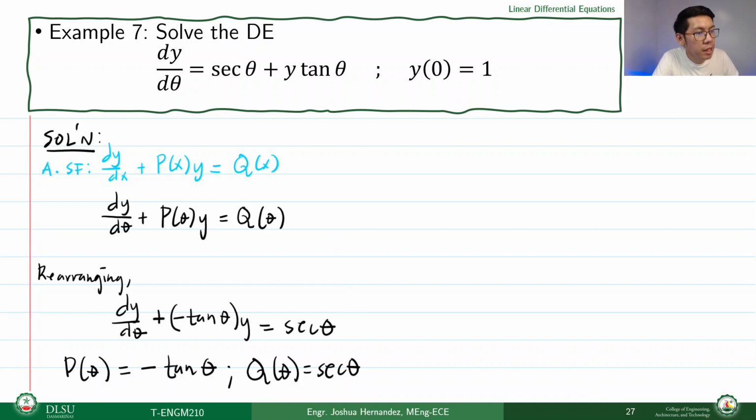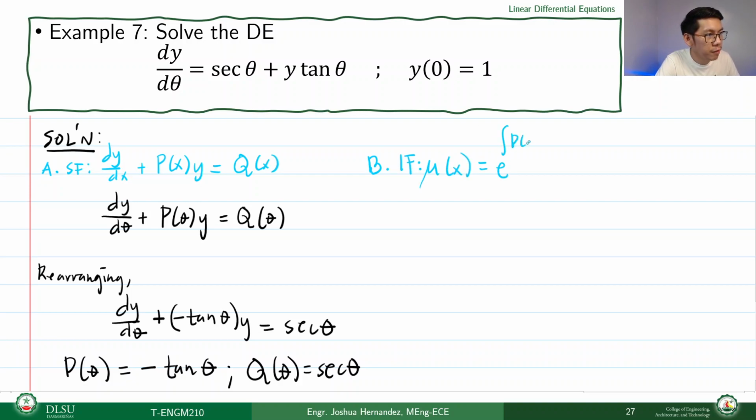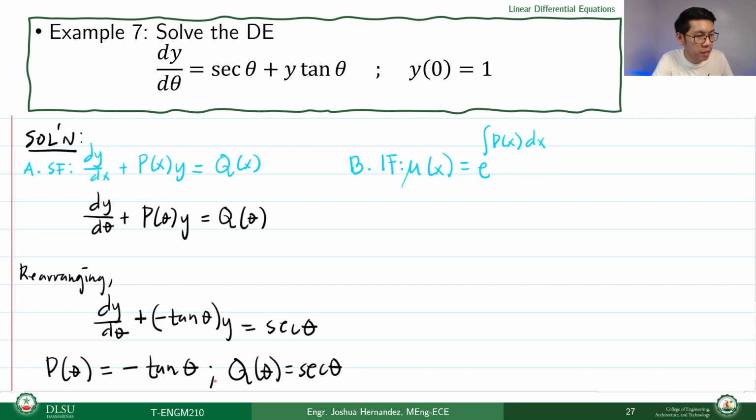Now we proceed to our next step, which is in getting the integrating factor, which is mu of x equals e to the integral of p of x dx, where of course we know p to be negative tangent theta. So let's go ahead and plug that in, and we'll have an expression equivalent of, theta pala, then p of theta d theta.